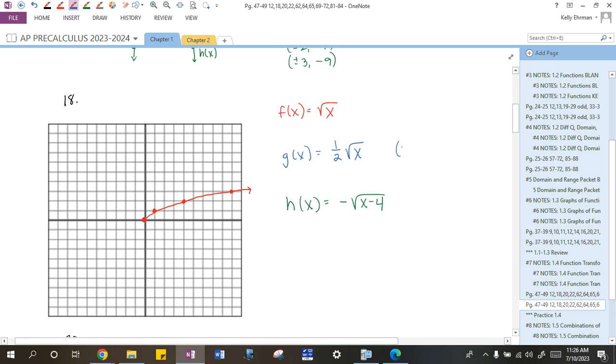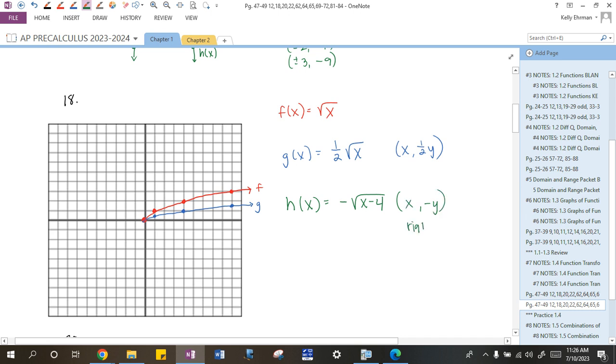g of x should be the same x coordinates as f of x, but every y coordinate gets multiplied by 1/2. That's a dilation by a factor of 1/2. So (0, 0) remains the same. (1, 1/2), (4, 1), (9, 1 1/2). So I just took half of every y value that was on there. I should be labeling those. That's f. That's g.